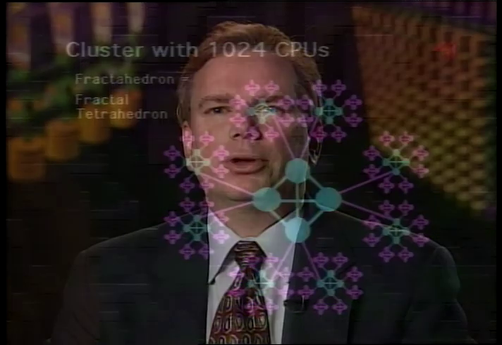You may be familiar with the measure of network topology called the bisection bandwidth. This means that if we cut the network in half at its weakest point, what is the bandwidth from one side to the other? Notice that in the fractahedron, we have only 4 links connecting each half of the system, so it always has 4 links of bisection bandwidth no matter how we scale it. This gives a low-cost connection for a large number of nodes, but the bandwidth doesn't scale.